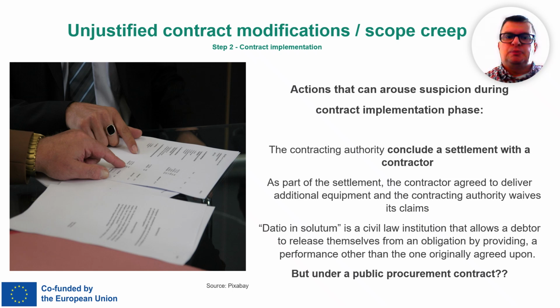Public contracts are supposed to follow strict rules and conditions set out in the tender. Allowing a contractor to substitute one performance for another, even if both sides agree, can undermine transparency, fairness, and equal treatment of other bidders. So while datio in solutum might be acceptable in private law, under public procurement rules, it can be easily seen as suspicious or even unlawful.